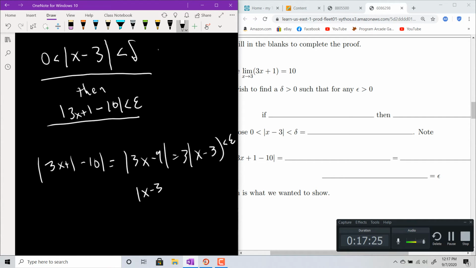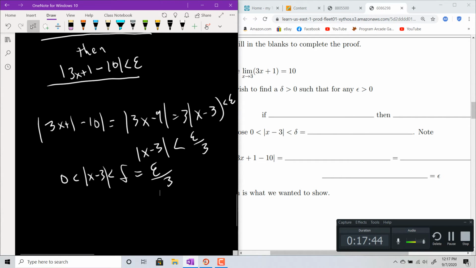So you just divide both sides by 3, and you get epsilon over 3, and that's what's going in this next blank. So you're supposing 0 less than absolute value of x minus 3 is less than delta, which will equal this thing I just found in my scratch work, epsilon over 3. Okay, so now we show our scratch work.